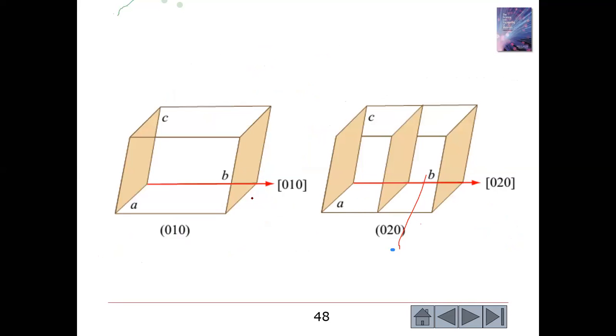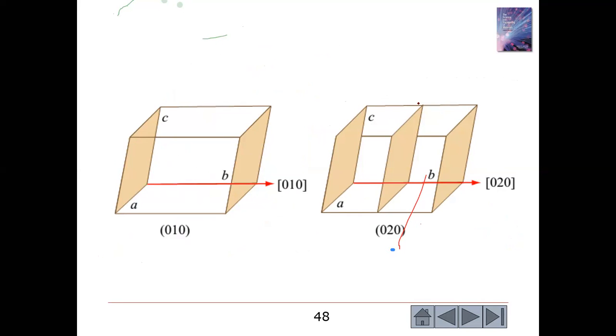Okay, now how do you find out... Now this is actually they're talking about the family of planes, right? So all the face planes belong to the same family, clear? But remember that a plane and its multiple are not the same.